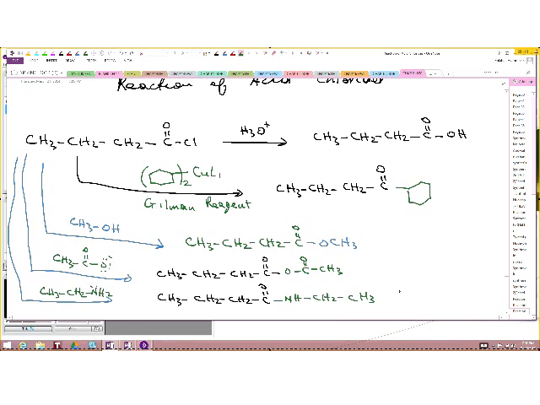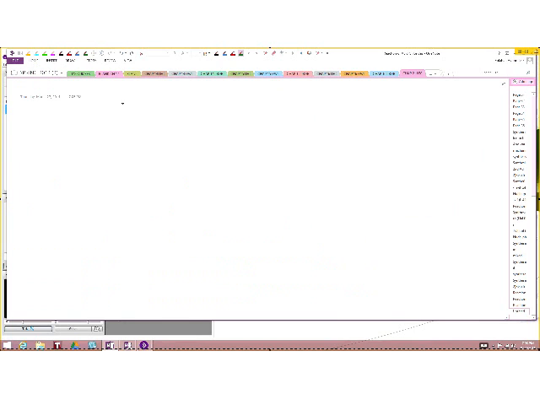So at this point, I want to start with the reactions of acid chloride and then give you the mechanism of this reaction, because all of these reactions come under the class of reaction mechanism that we refer to as nucleophilic acyl substitution reaction.